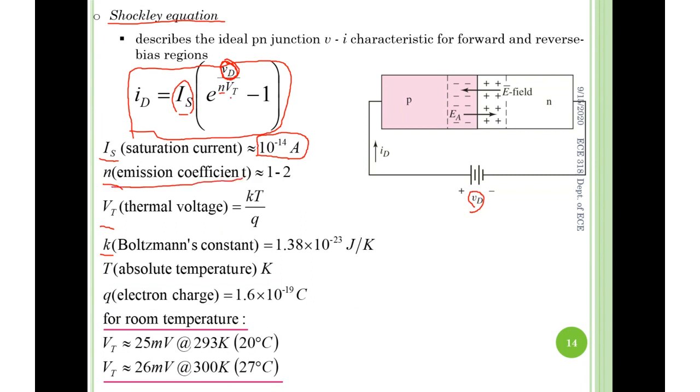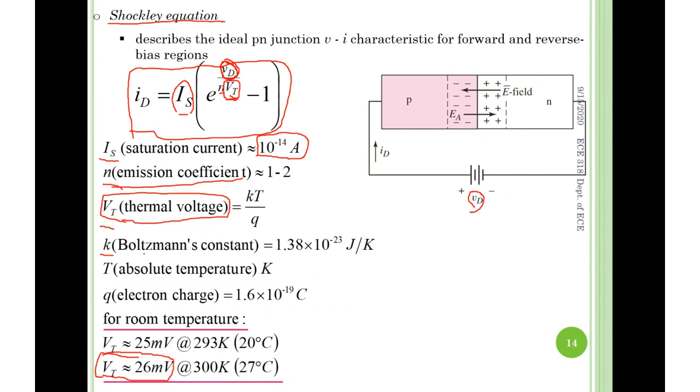V sub t is a parameter we use quite a lot in this class. V sub t is called the thermal voltage. It is a temperature-dependent constant, and generally speaking, we just assume it to be 26 or 25 millivolts, roughly room temperature. Remember this one. Vt is worth your memory. It's a constant we're going to use for transistors as well. Thermal voltage.